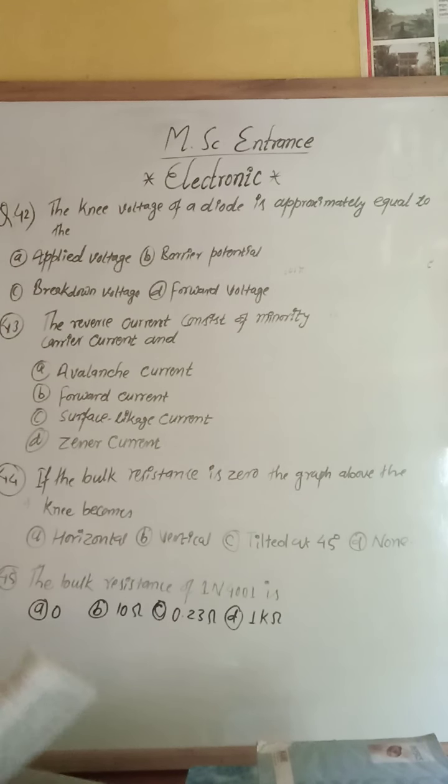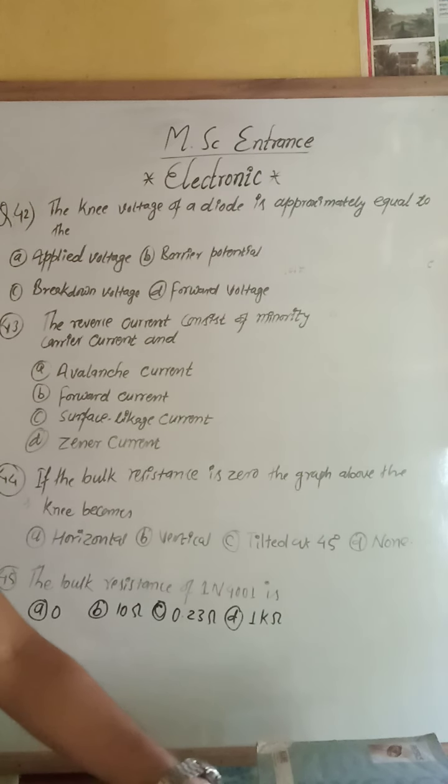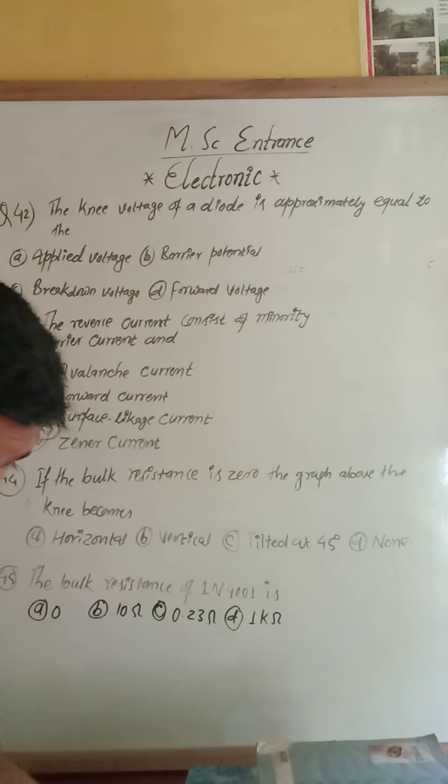In this session, I only solved question numbers 42, 43, 44, and 45, means from question number 42 to question number 45. The first question of this session is: the knee voltage of a diode is approximately equal to what, among the four options? Which is the correct option? Question number 42.